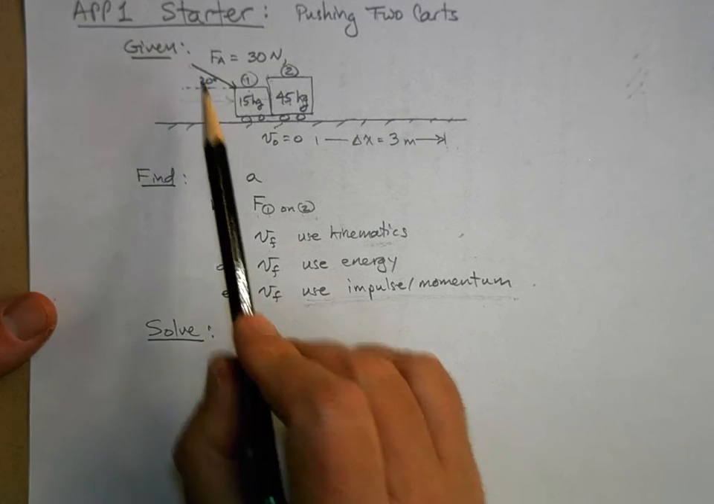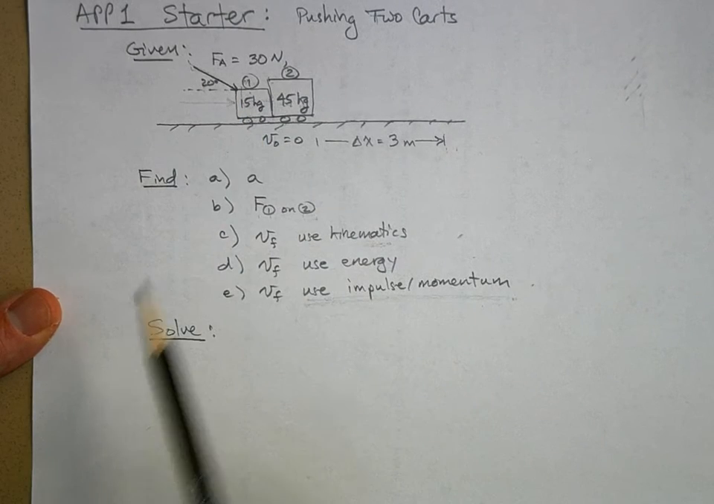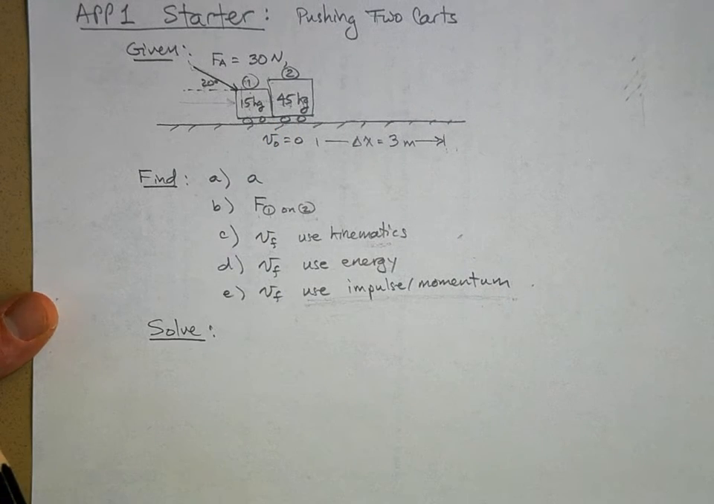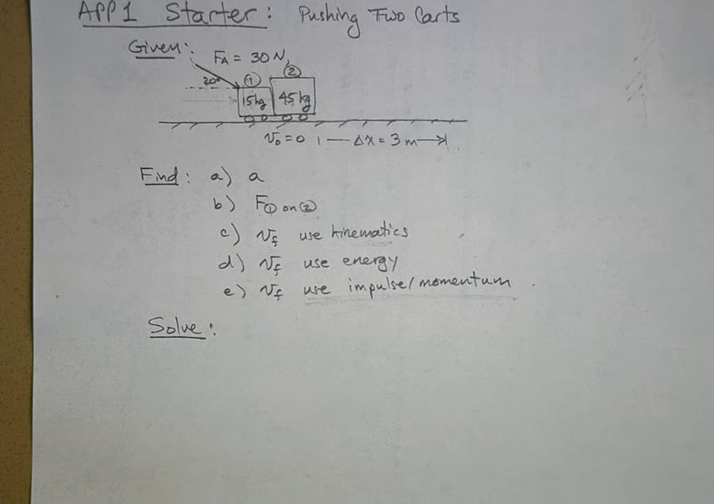So I have a force acting on these two objects. They're on wheels, so there's no friction in this problem. And I got a 15 and a 45 kilogram cart that are up against each other. We want to know what is the acceleration here.